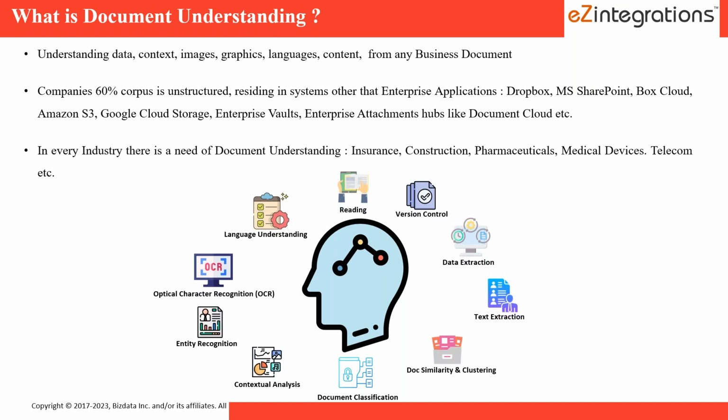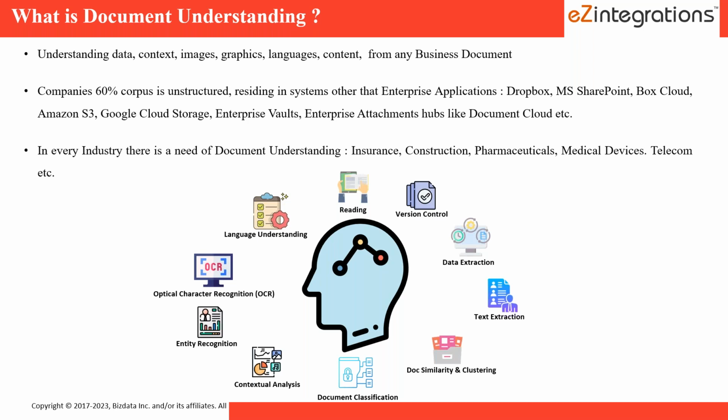Typically, document understanding is very important in industries like insurance, pharmaceuticals, medical devices, construction, and financial services. In the lower half of my slide, we have a document understanding neuron model. What you see here is a neuron model, the way our brain thinks. First, we read any document. It can be a PDF file. Now that PDF file can have various versions.